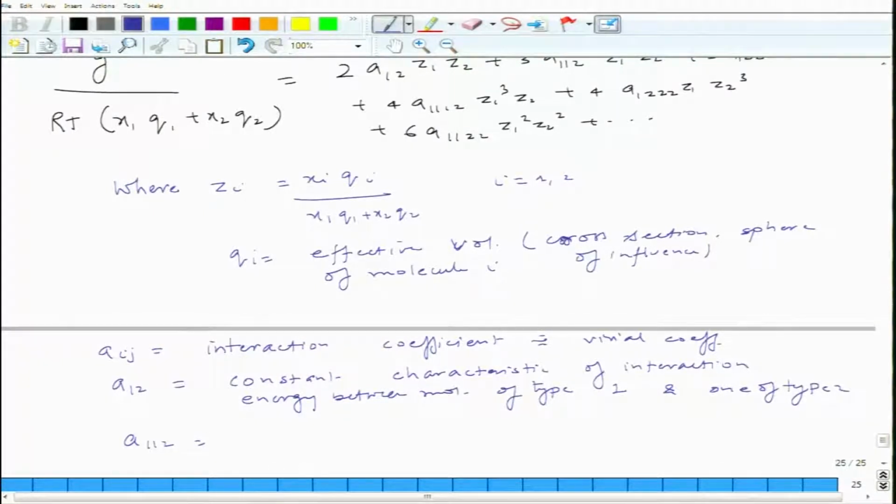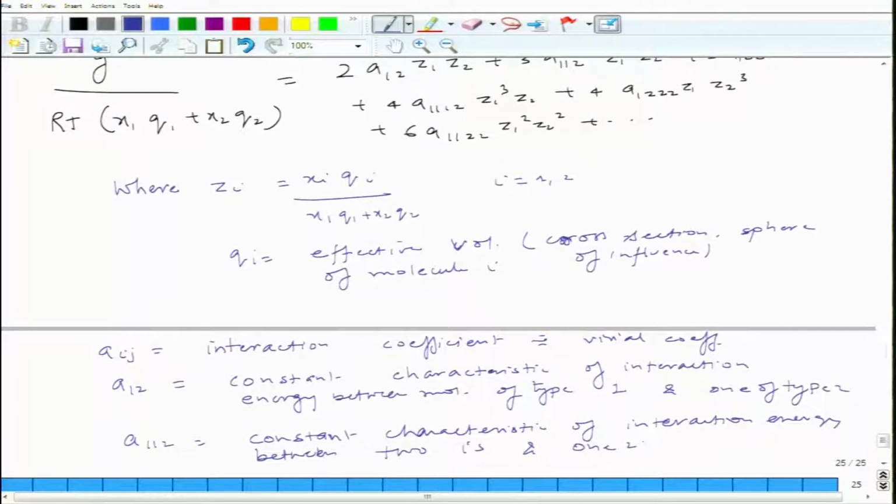Now A112 means there are 2 of type 1 and 1 of type 2. So that is the effective interaction between them. So this will be a constant characteristic of interaction energy between 2 1s and 1 2.